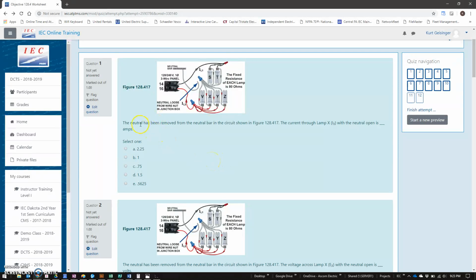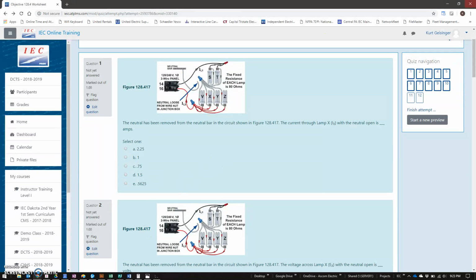So in this instance, they tell us the neutral has been removed from the neutral bar in the circuit. The current through the lamp, X, is what when the neutral is open? So how much current is flowing through that lamp right there? Again, we made a bad splice. We lost the neutral. So the moral of the story is if you lose a neutral, you essentially create a big, crazy combination circuit where all sorts of wacky stuff starts happening. So really, what I want you guys to know is why does that wacky stuff happen?